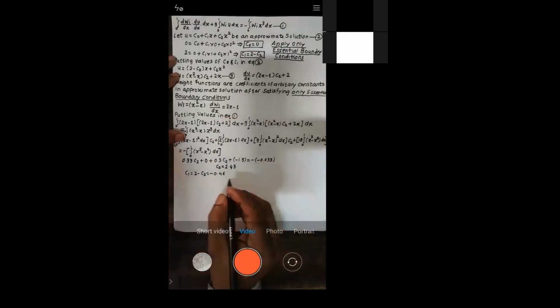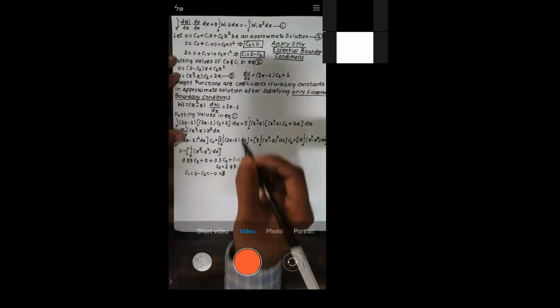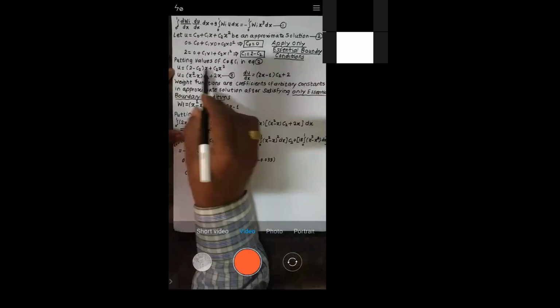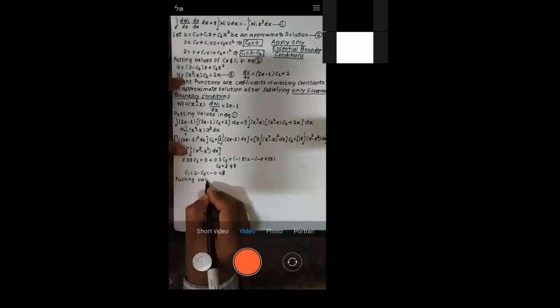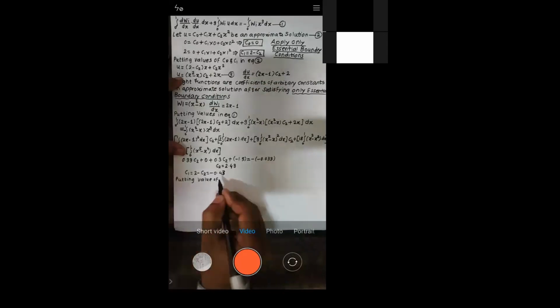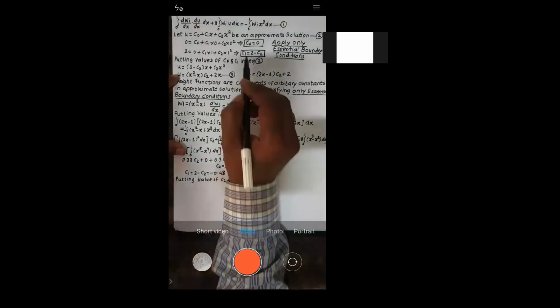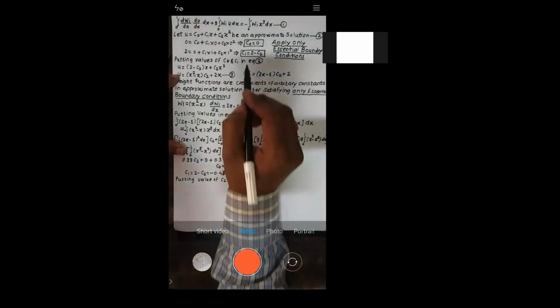See, minus 0.43. Okay, now see, if you don't know the value of C1, it doesn't matter, because you have this equation in terms of C2 only. So I'll write down here, putting the value of C2 in equation number 3. This is equation number 3. I'll put the value of C2.